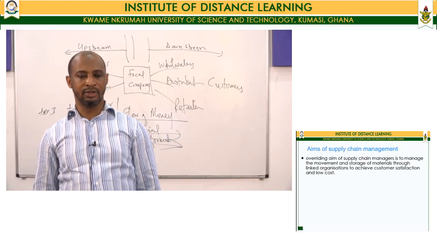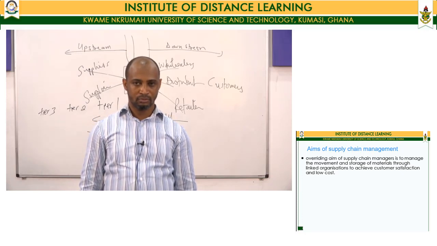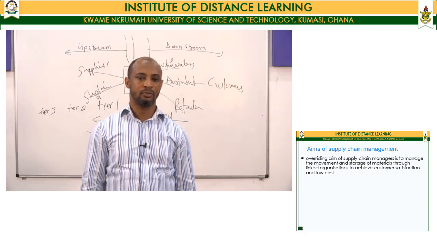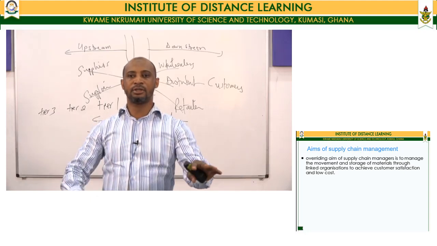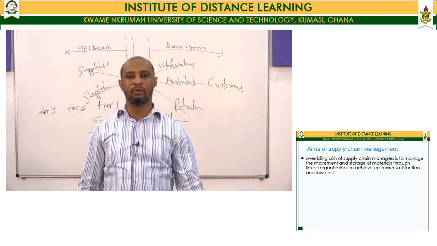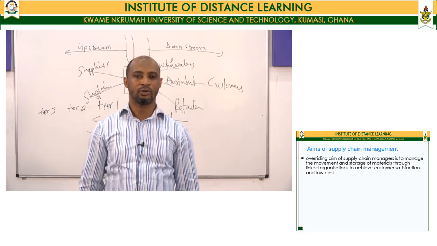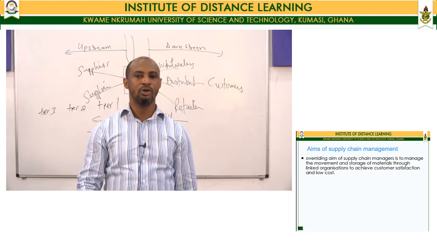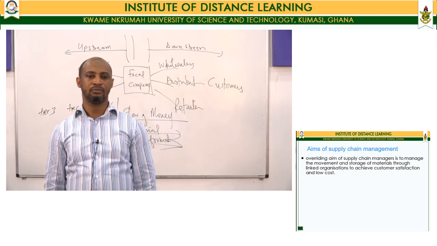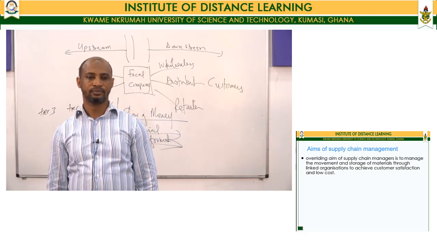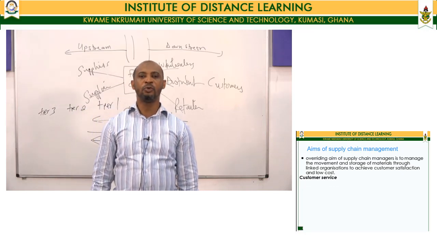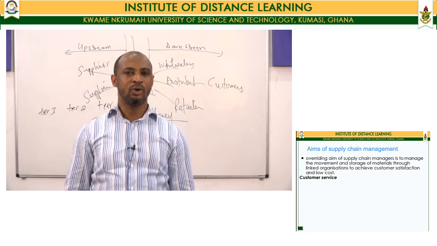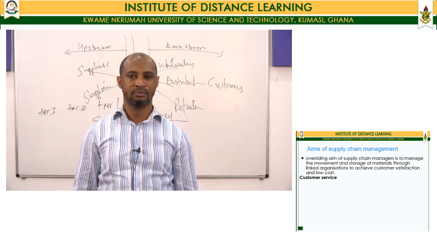What are the aims of the supply chain? You know, the overriding aim is to manage the movement and storage of materials through all the organizations and all the links through which the product will pass until it gets to the customer, and make the customer satisfied. So customer satisfaction is a key component in the aim of the supply chain. And then low costs. So if you do all this and then you bring it to the customer at very high cost, you have not achieved the aim of the supply chain.